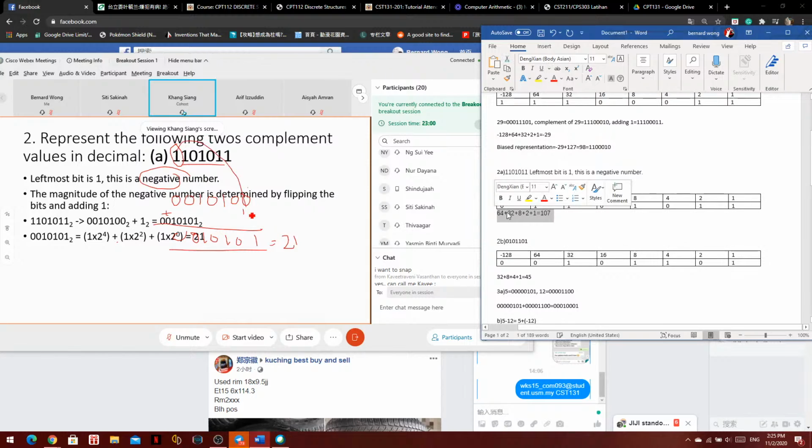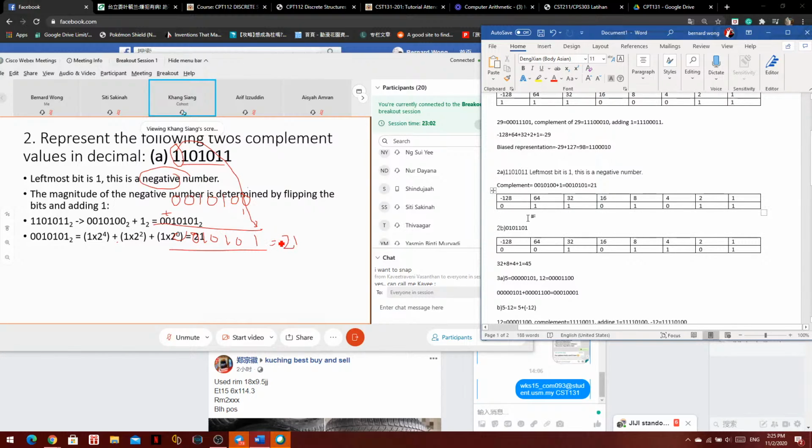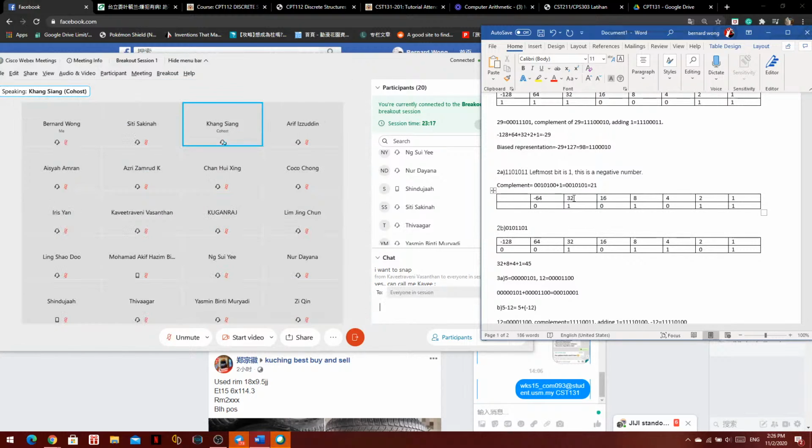So remember to put back the sign, this one is negative. So it's negative 21. Of course for B it is easier, nothing much more. You just convert it into binary. No need for translation because it's a positive number. Okay, next, question 3.